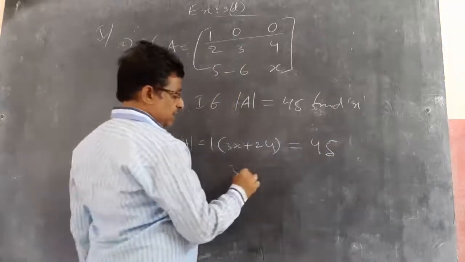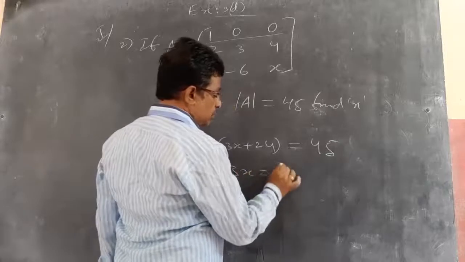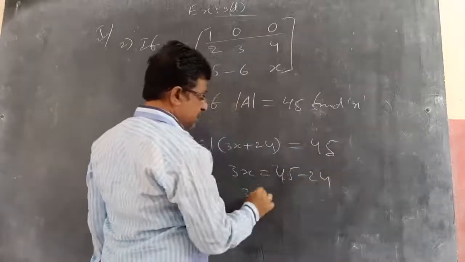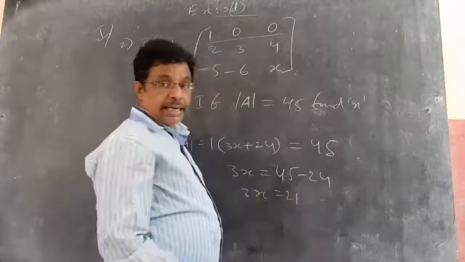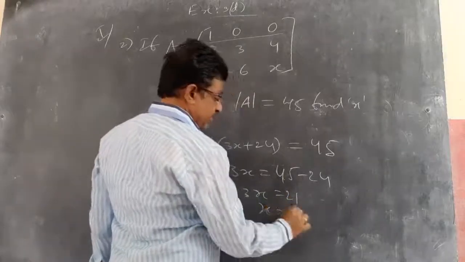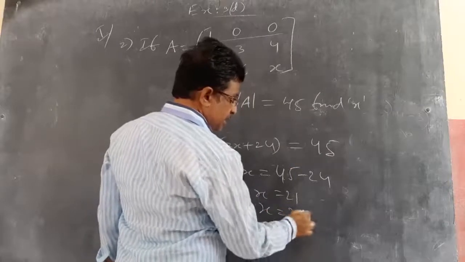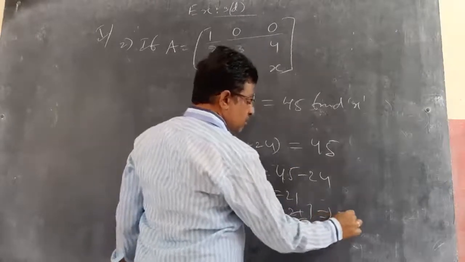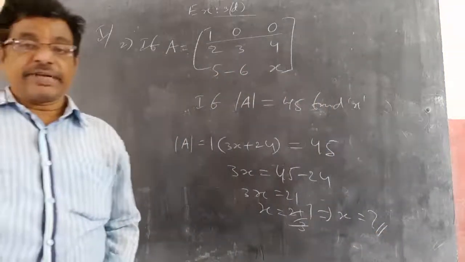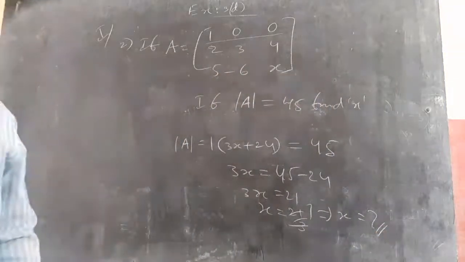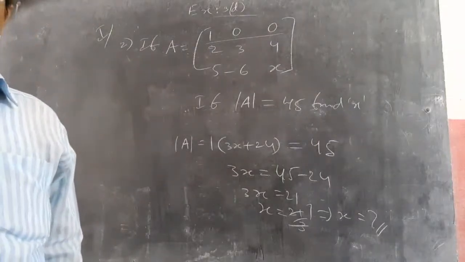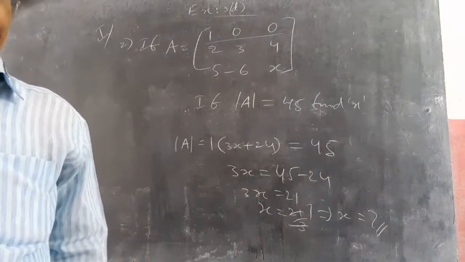So 3x equal to, plus 24 goes to that side, 45 minus 24. So 3x equal to 21 and x is equal to 21 by 3, 7. Implies x is equal to 7. It is asking to find x only. So x is equal to 7. Like this you can solve. So all these are 2 marks questions. Actually only 7 markers are deleted for this year.